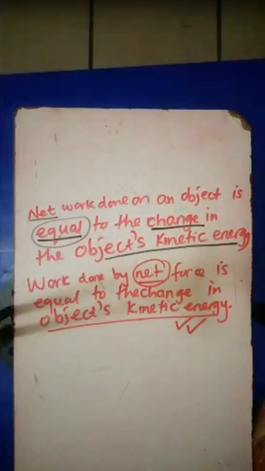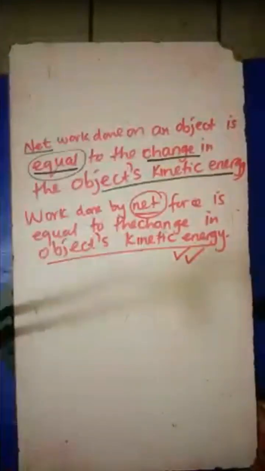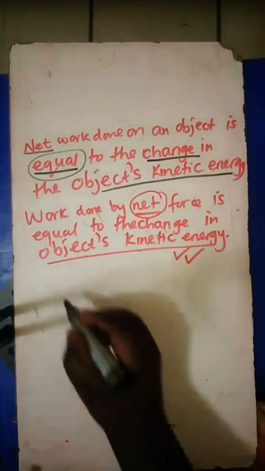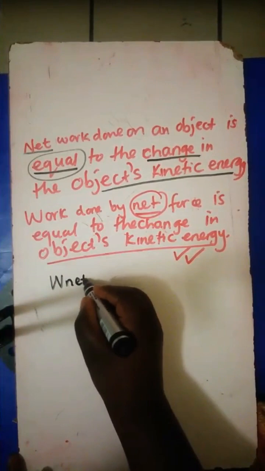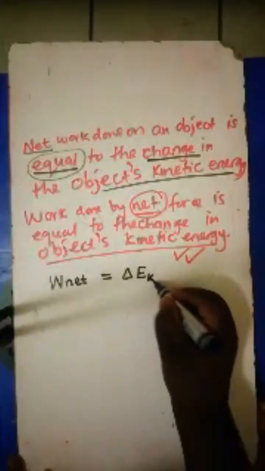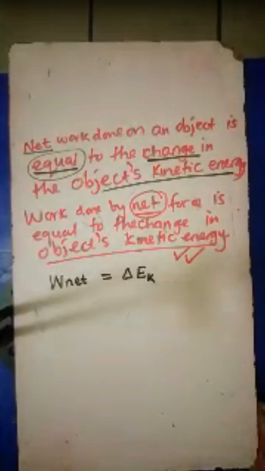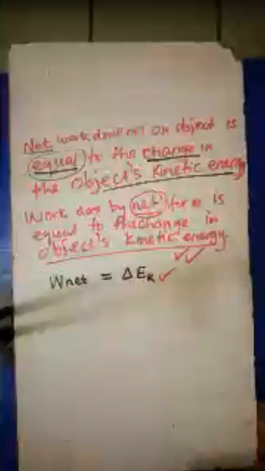So the very first mark is to put the formula for the work energy theorem. W net is equal to change in EK. The very first mark is for the formula that you know.